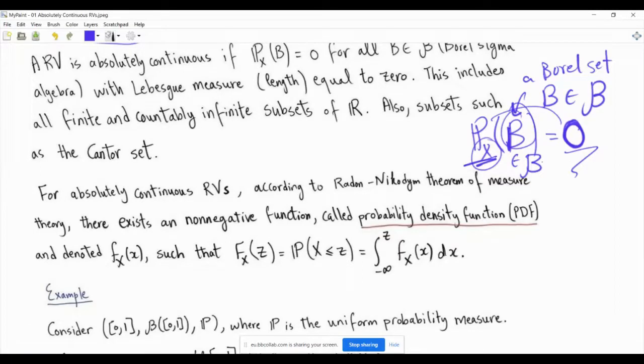So what is an example of an absolutely continuous random variable? The Gaussian. What I'm saying is: what is the probability that you generate a random number from the Gaussian distribution, which is done in MATLAB using randn, and you get a rational number? Well, it is 0.